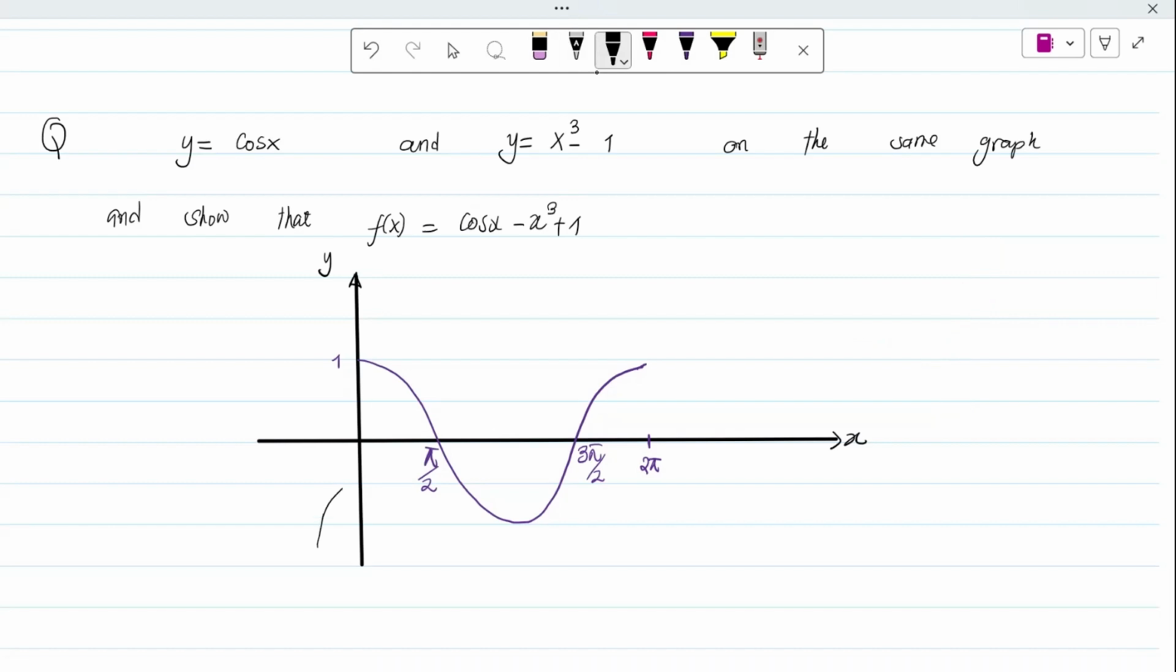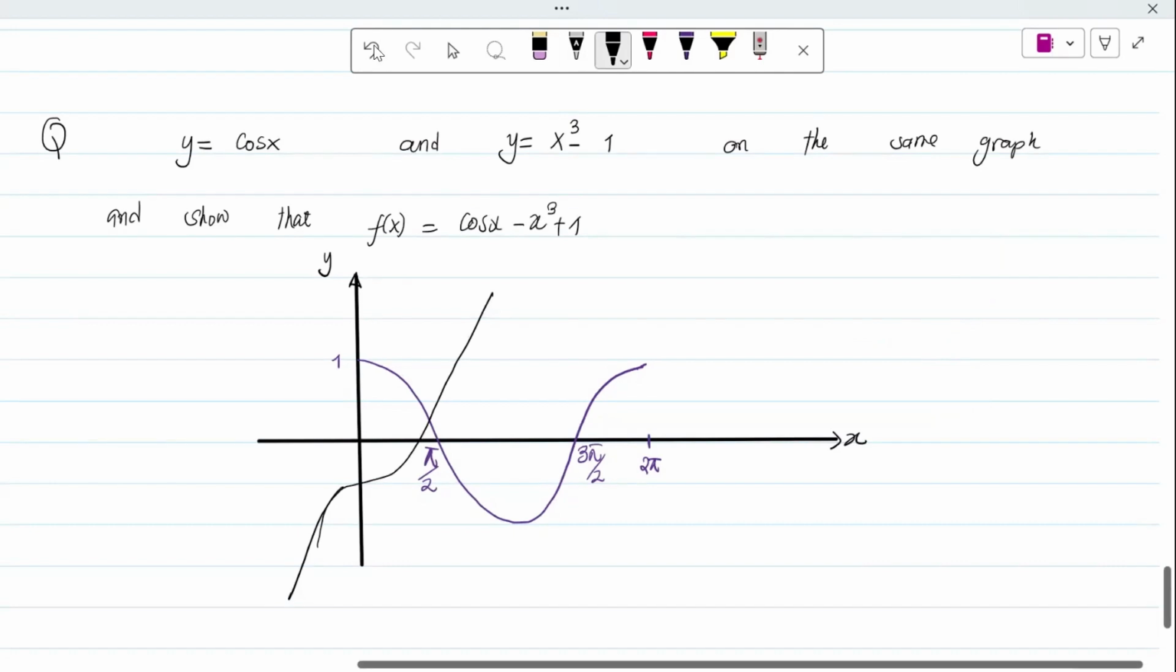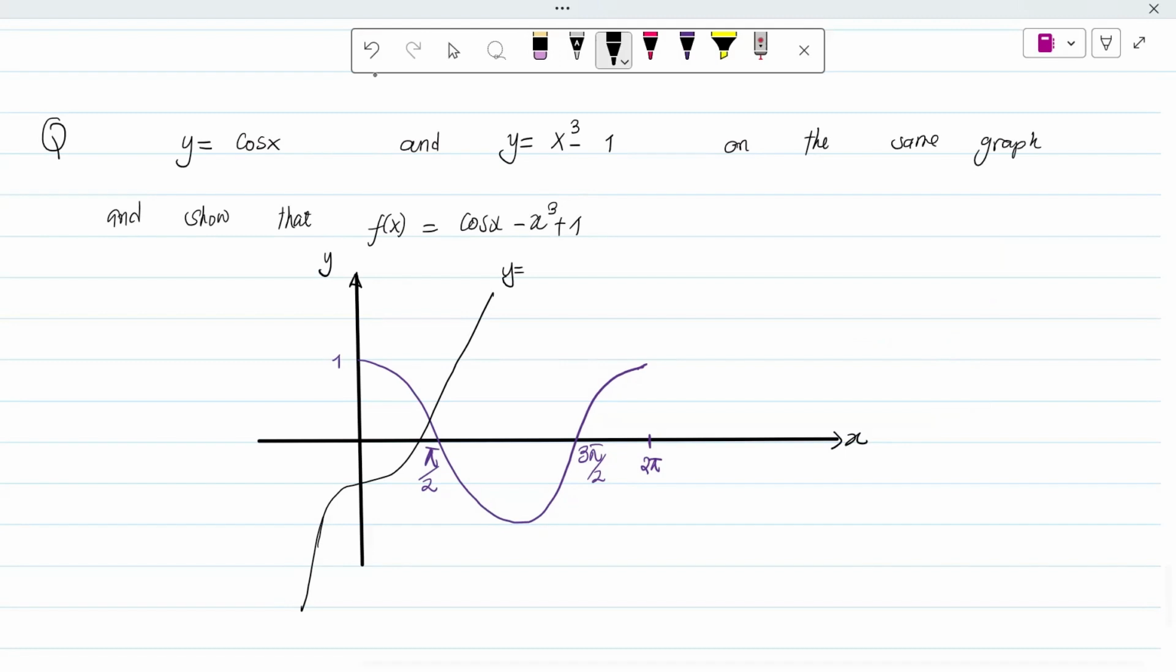Something like this. Okay, something like that. So this is y is equal to x cubed minus 1.